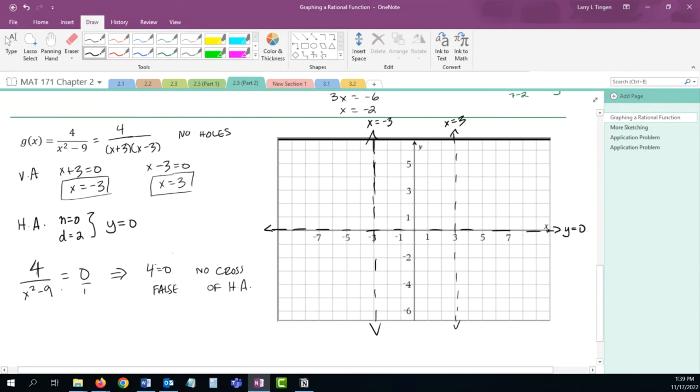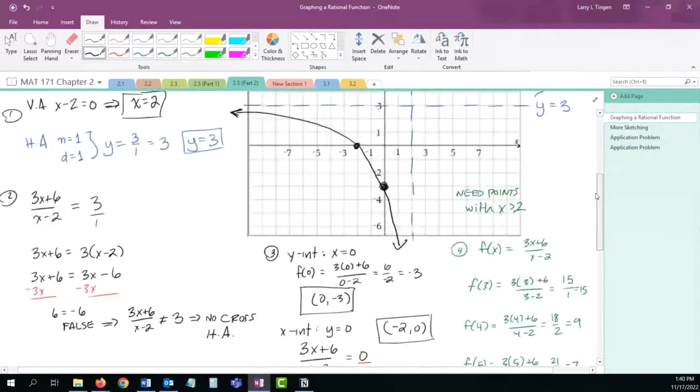The shorthand of this procedure is what you'll find out as you do more and more of these. Ignore the rational part for a second. When you have a fraction equal to 0, you cannot divide your way to 0. There's no number you can plug in down here that you can take 4 and divide it by to get out 0. So you essentially just get to ignore the denominator for this part and say, when is 4 over x squared minus 9 equal to 0? When 4 is 0. Is 4 over 0? No. So no cross of the horizontal asymptote on this one either.